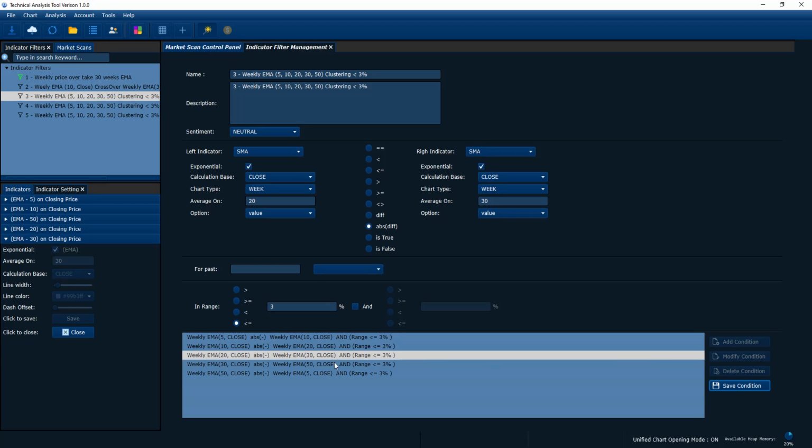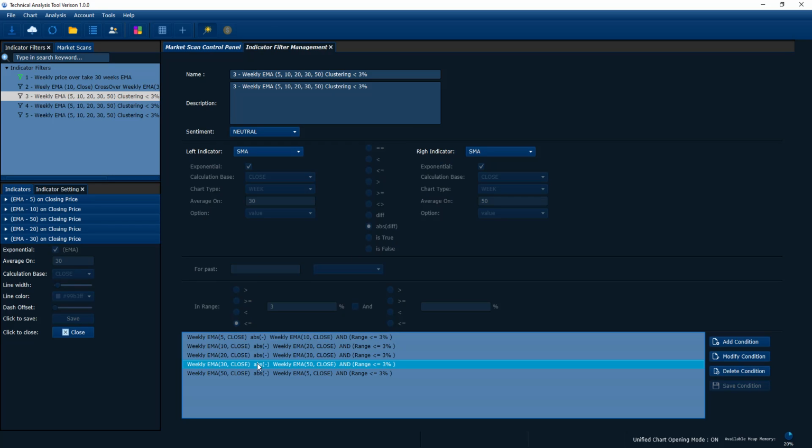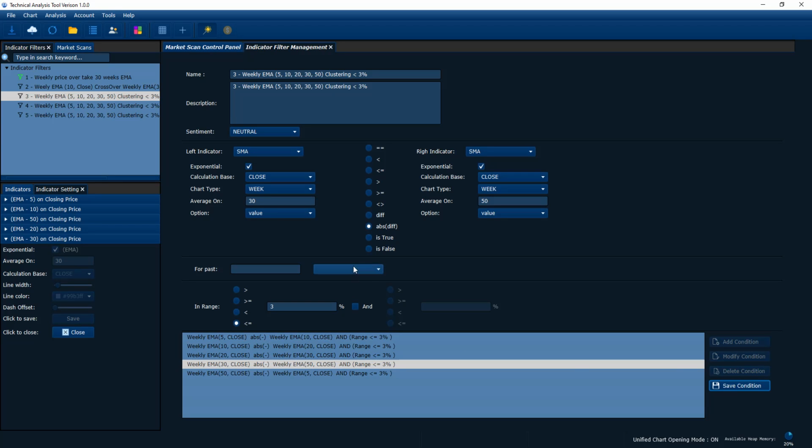The third one we're using 20 weeks EMA compared with 30 weeks EMA. Right, exactly the same setting. ABS diff has to stay within 3%. Finally, 30 weeks EMA compared with 50 weeks EMA, and that range has to be less than 3% as well. ABS diff, right? It doesn't matter if that 30 weeks is larger than 50 weeks EMA value or less, but that difference has to be inside a range. That range is less than 3%.